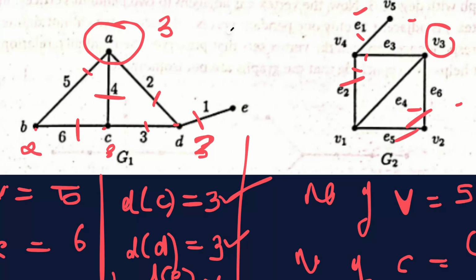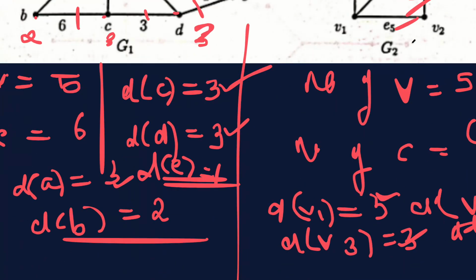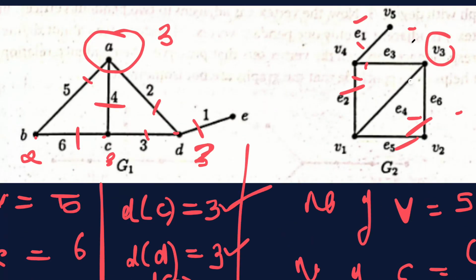So let me take one vertex with degree 3, let's say V1. Now V1 has degree 3. If I say A is in one-to-one correspondence with V1, and B has degree 2, then V1 should be connected to one vertex with degree 2. So here we see V2 is 2, this is 3, V4 is 3. Fine.